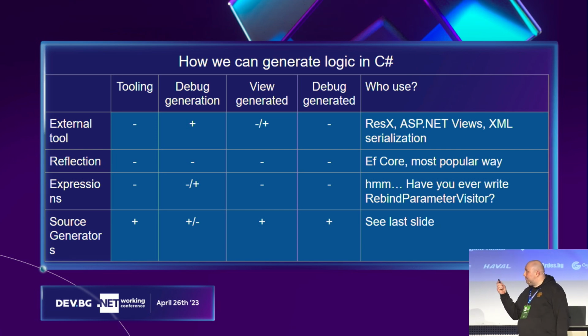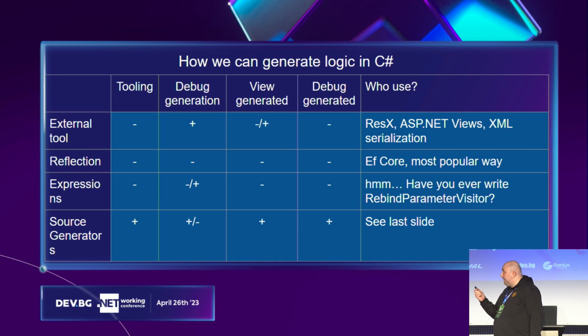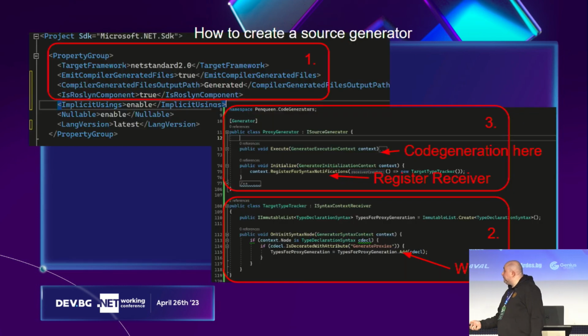And now we also have source generators. This feature is presented by the Roslyn team. This is a way the compiler can help us to generate code. So here, generated code will be visible in Visual Studio. You can view generated code and you can even debug it.